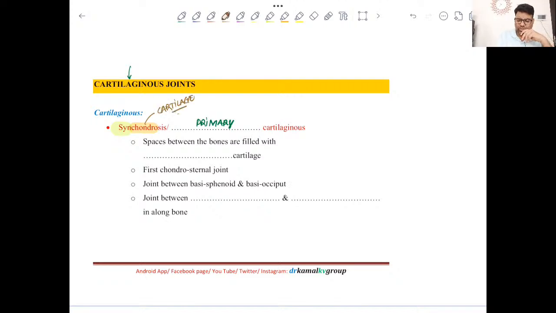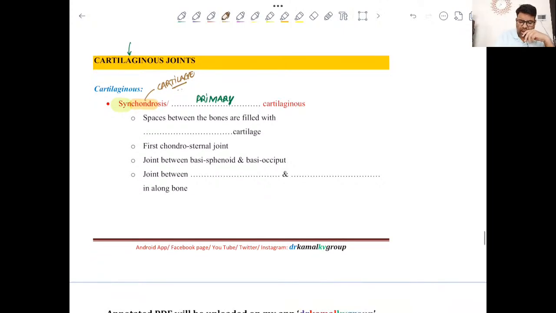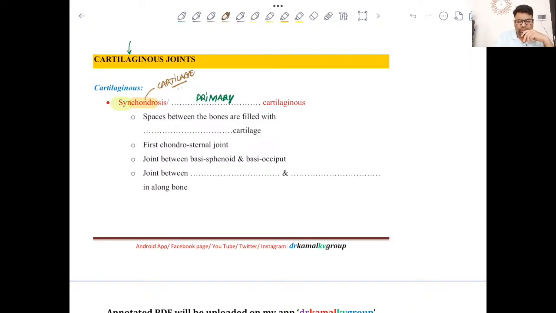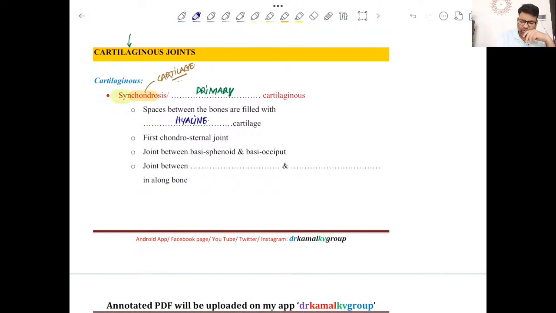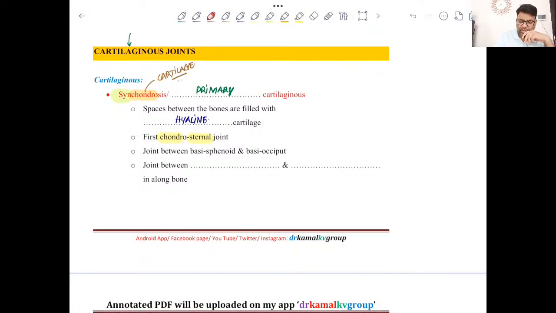Clear? Synchondrosis, that is primary cartilaginous, and here the space between the two articulating bones is filled by hyaline cartilage. Right? So space between the bones is filled with hyaline cartilage, and examples include the first chondrosternal joint, then the joint between basisphenoid and occiput. So basisphenoid and basiocciput, right?